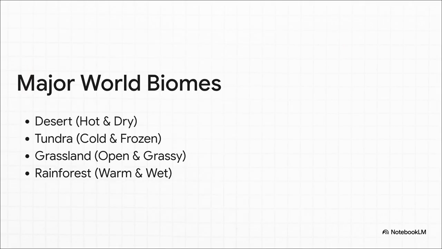And you already know these. Think about the huge, hot, and dry deserts of the world, or the cold, frozen tundra way up in the Arctic, the wide-open grasslands of the plains, or the warm, wet, and totally packed rainforests. These are all major biomes.